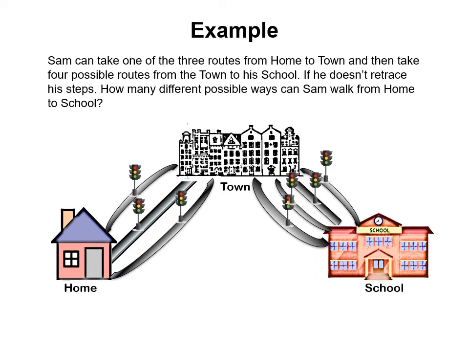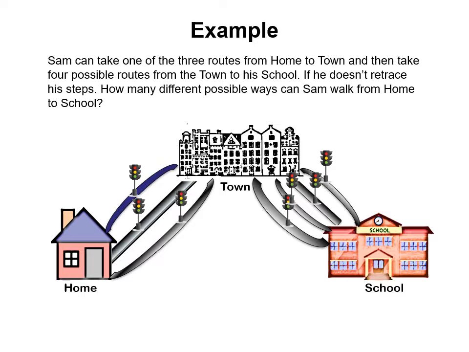Sam can take one of the 3 routes from home to town and then 4 possible routes from town to his school. If he doesn't retrace his routes, how many different possible ways can Sam walk from home to school?